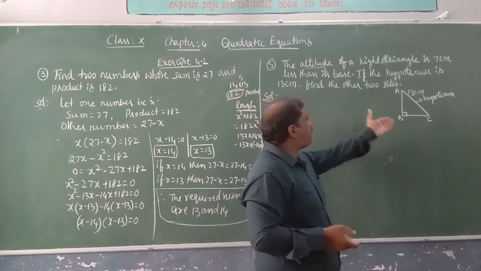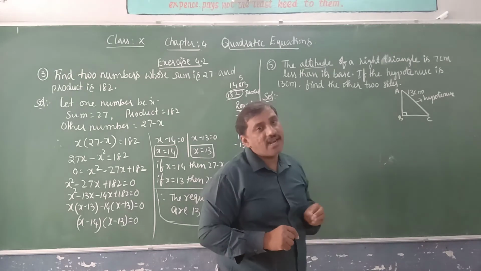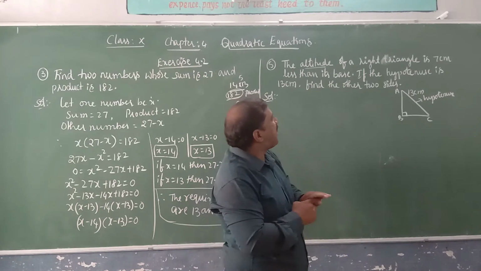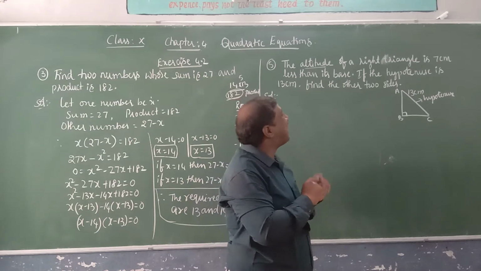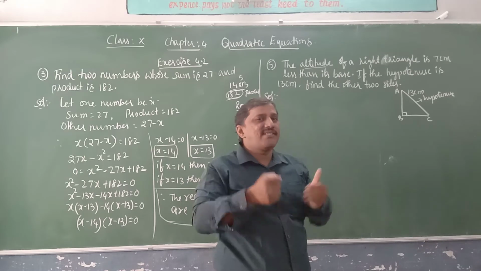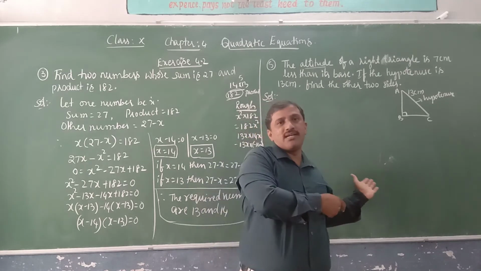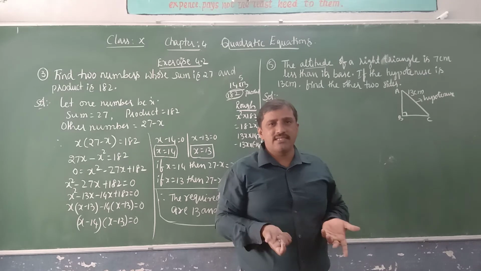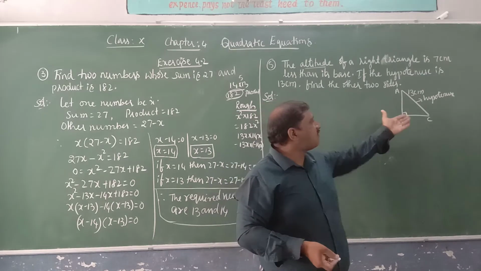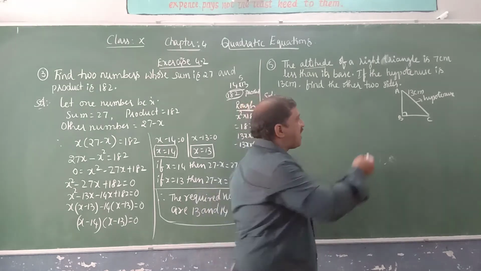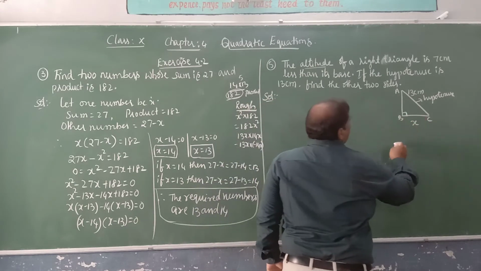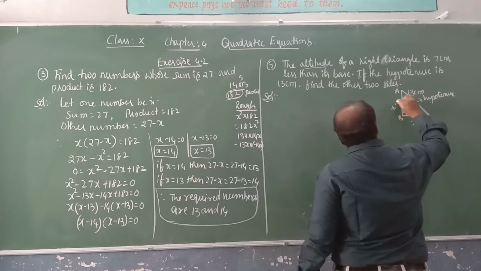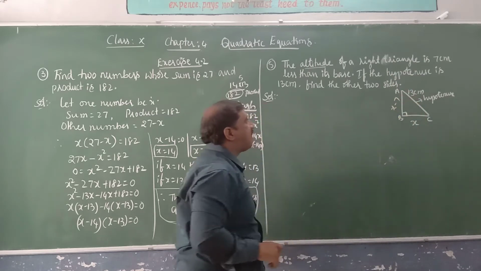So now find the other two sides, BC and AB, that is, base and altitude. Here the altitude depends on the base. How? It is 7 centimeters less than its base. If the base is 10 centimeters, then its altitude is 7 centimeters less, therefore 10 minus 7 is 3 centimeters. We don't know the length of the base, so we take the base as x. And what will be the length of the altitude? It is 7 centimeters less, therefore it is x minus 7 centimeters.